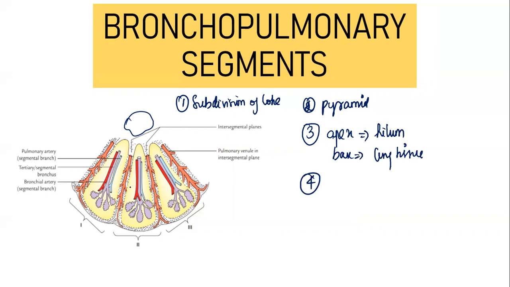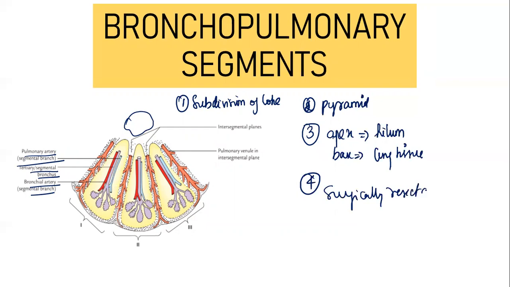Then what else? Each segment has its own arterial supply. It is ventilated by a bronchus. It has its own artery, that is a segmental branch from the pulmonary artery. It has a tertiary or segmental bronchus. Additionally, it has a segmental branch of the bronchial artery also. Then it has a pulmonary venule, so you have a venous structure here which will drain. So it has an arterial supply, a venous supply, a lymphatic drainage, and more than all that, it is surgically resectable.